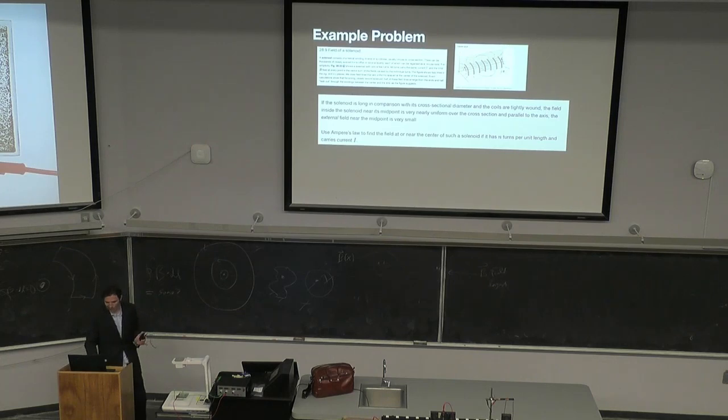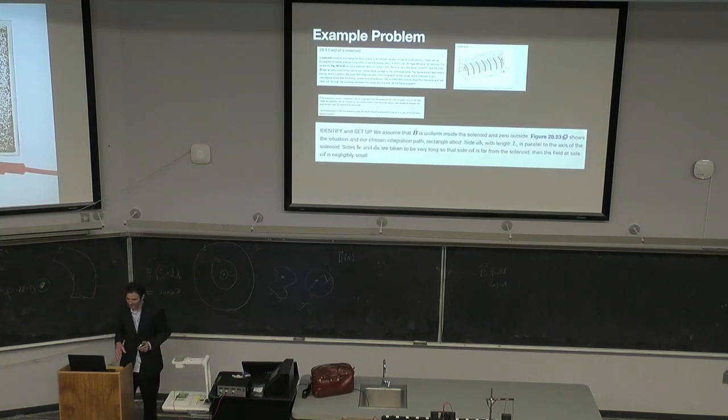So if the solenoid is long in comparison with its cross-sectional diameter and the coils are tightly wound, the field inside the solenoid near its midpoint is very nearly uniform over the cross-section and parallel to the axis. So the external field near the midpoint is very small. Use Ampere's law to find the field at or near the center of such a solenoid if it has n turns per unit length and carries current I. So we're going to assume that B is uniform inside the solenoid and zero outside.